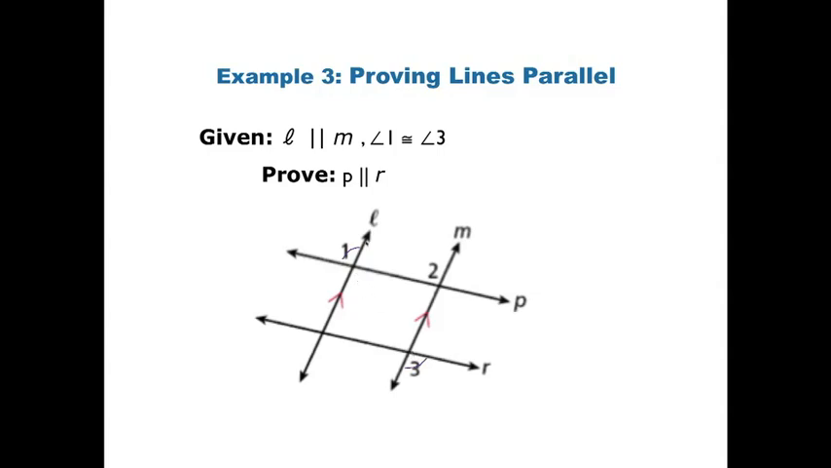Well, since L and M are parallel, I'll be able to show that angle 1 and angle 2 are congruent because they are corresponding angles. Lines are parallel, corresponding angles are congruent. Well, if 1 is congruent to 2 and 1 is also congruent to 3, then 2 is going to be congruent to 3 through the transitive property. But if 2 is congruent to 3 and they're alternate exterior angles, then I can say my lines are parallel.